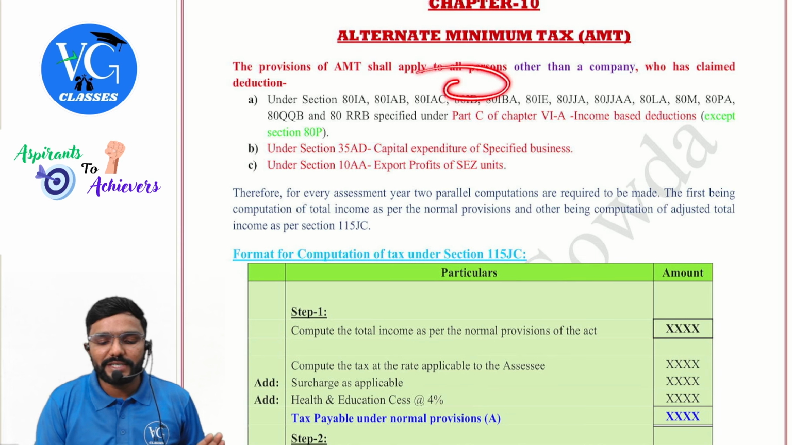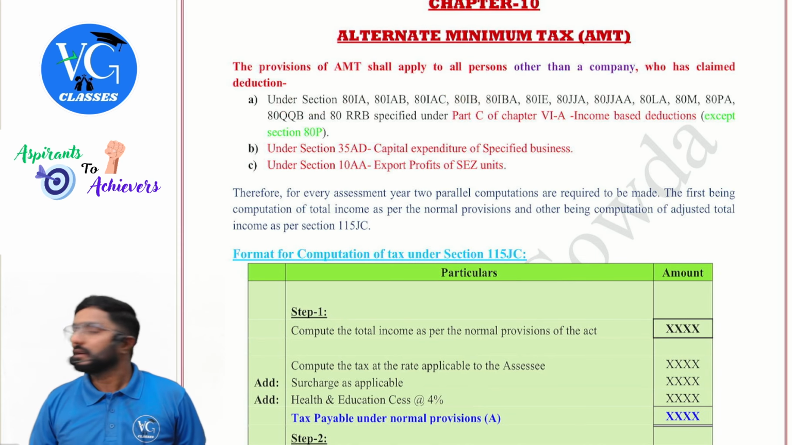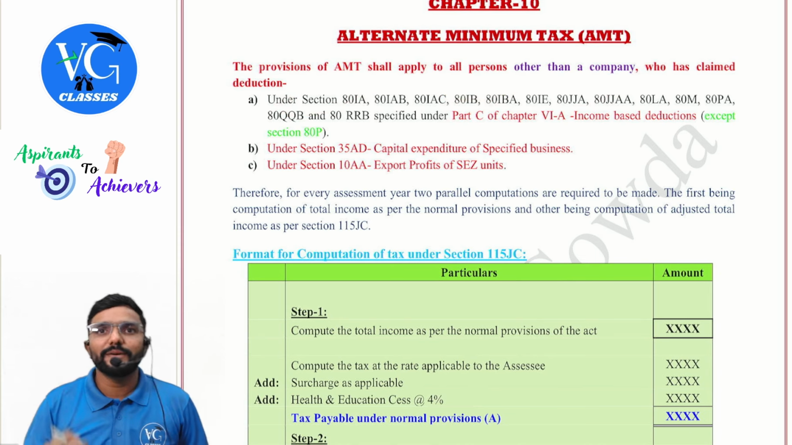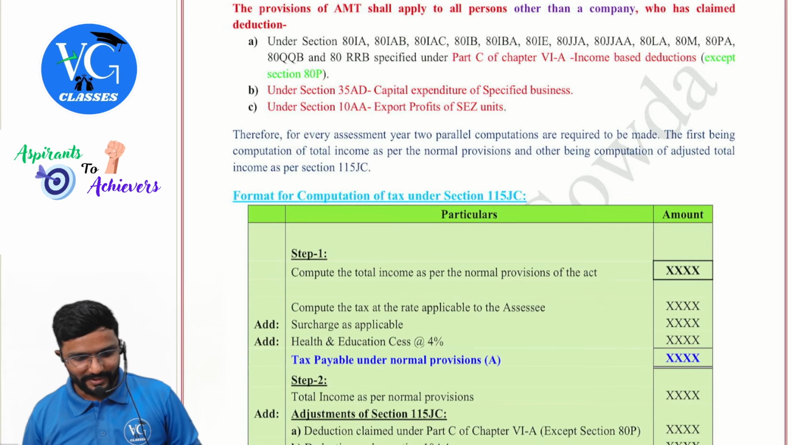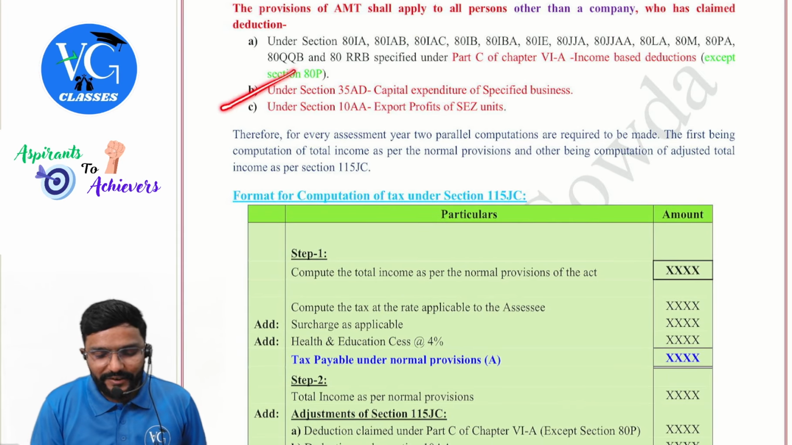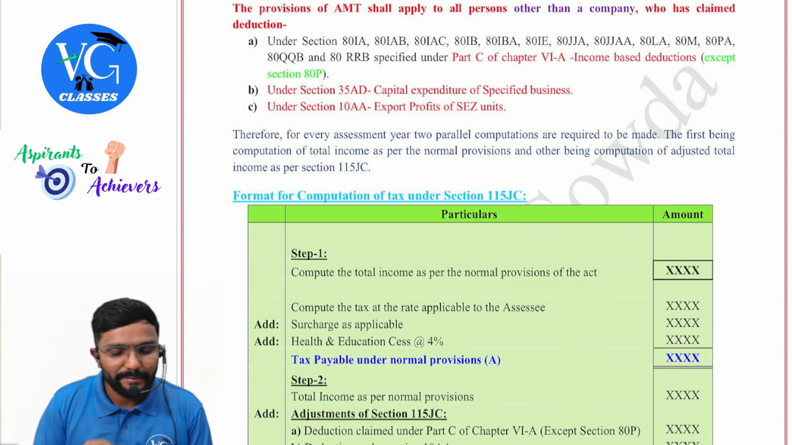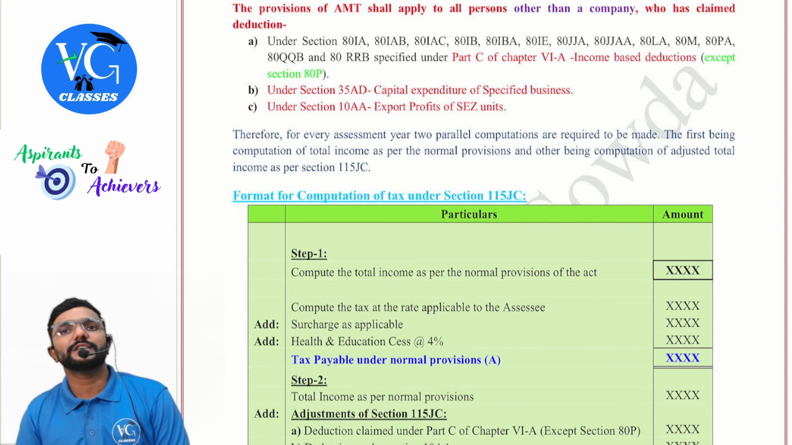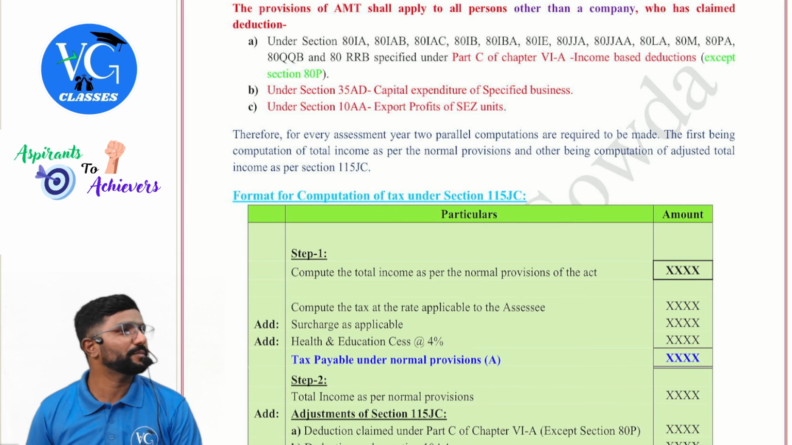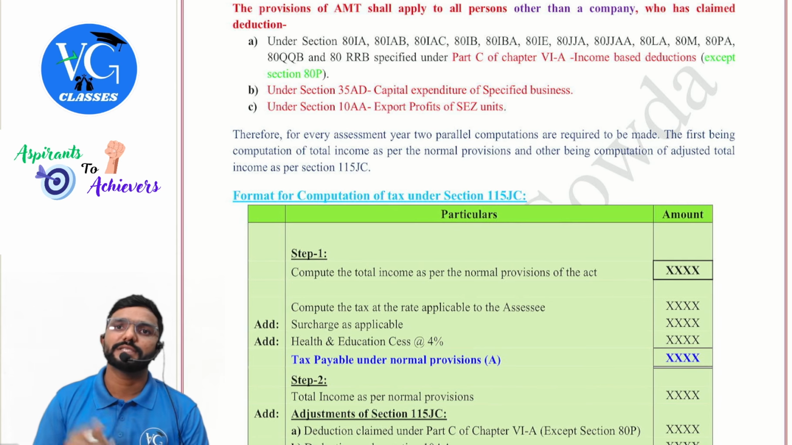Sir, what if I have claimed a deduction under any of these sections? Is AMT applicable? Yes. Next, under section 35AD, capital expenditure for specified business. Yes, sir, applicable. Means AMT is applicable. Then 10AA, deduction for export business or export profit. Sir, if I have claimed this, is AMT applicable? Yes.